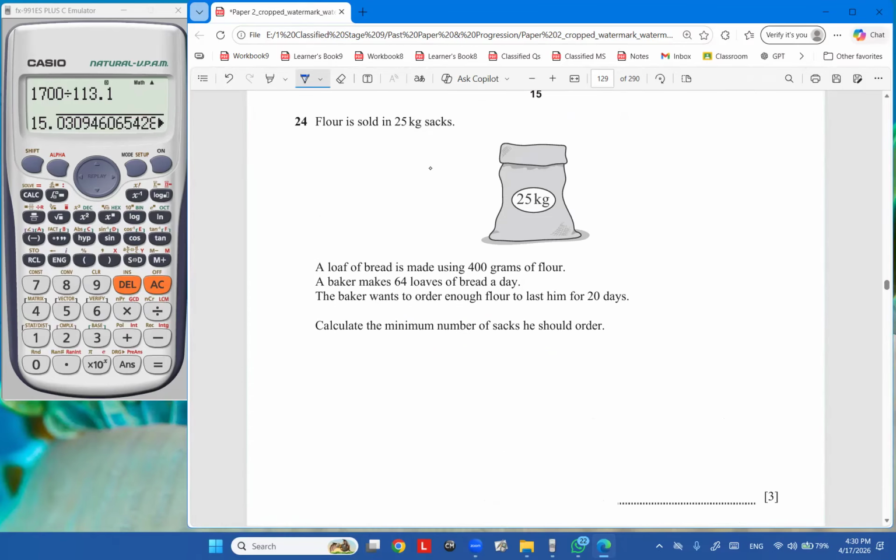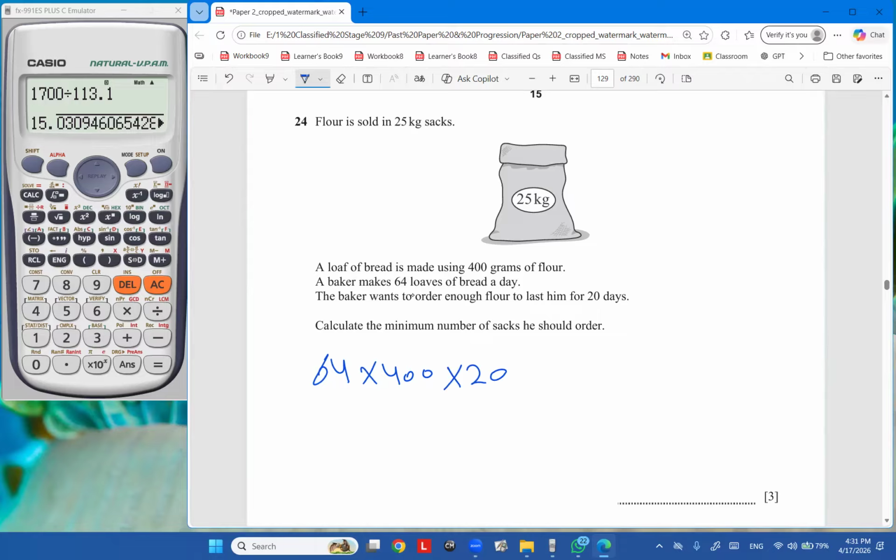Flour is sold in 25 kilogram sacks. A loaf of bread is made using 400 grams of flour. A baker makes 64 loaves of bread a day. So 64 loaves of bread multiplied by 400 grams each loaf of bread. But the baker wants to order enough flour to last him for 20 days.